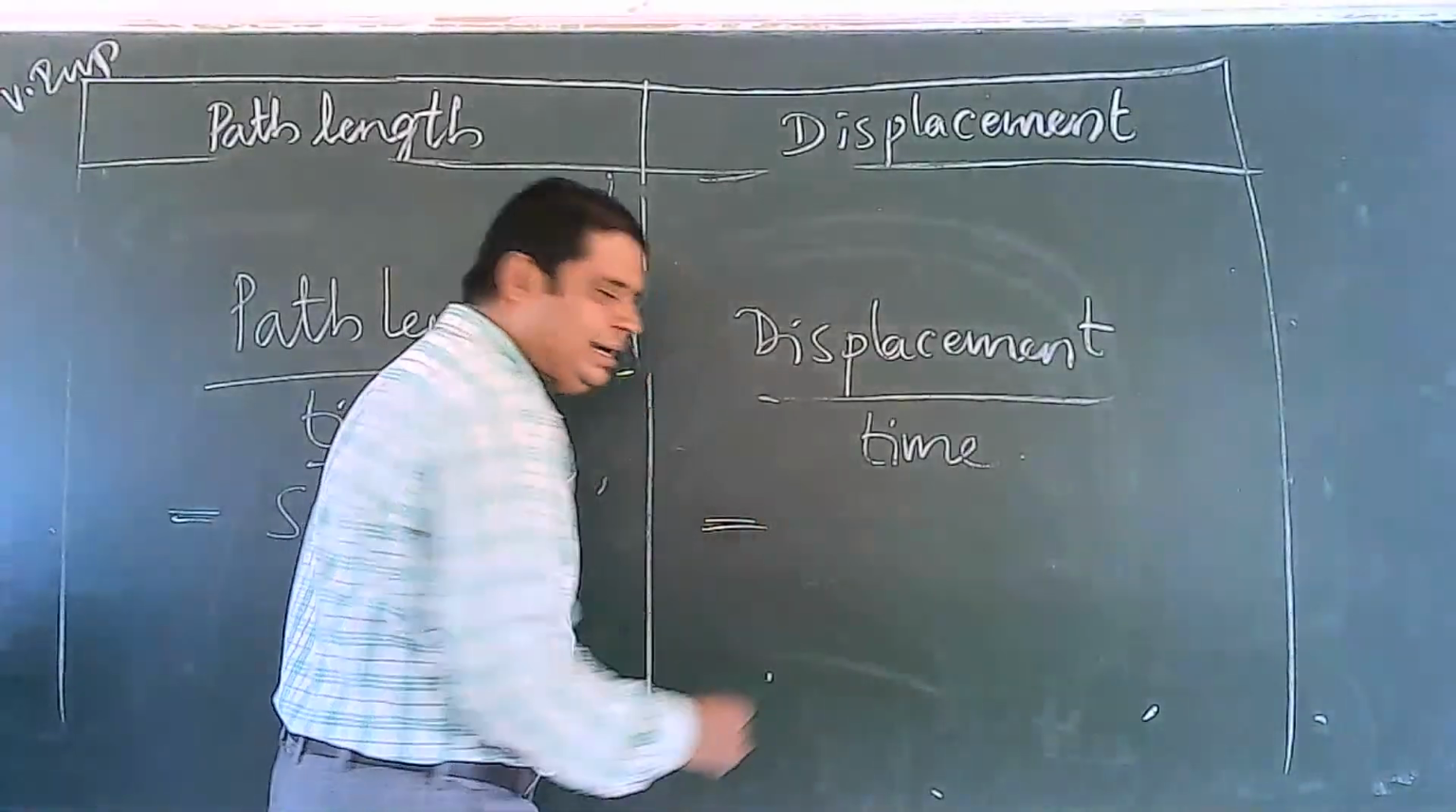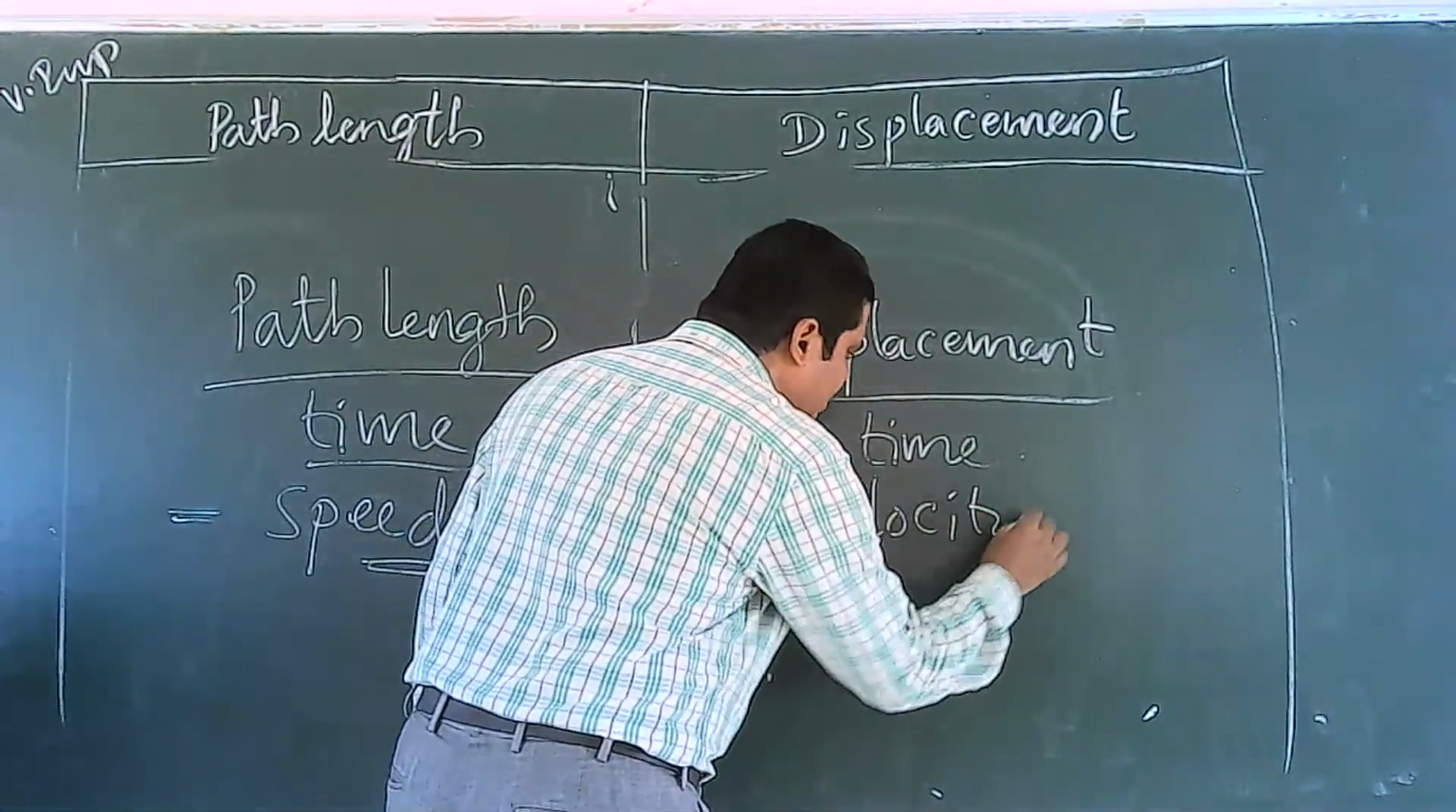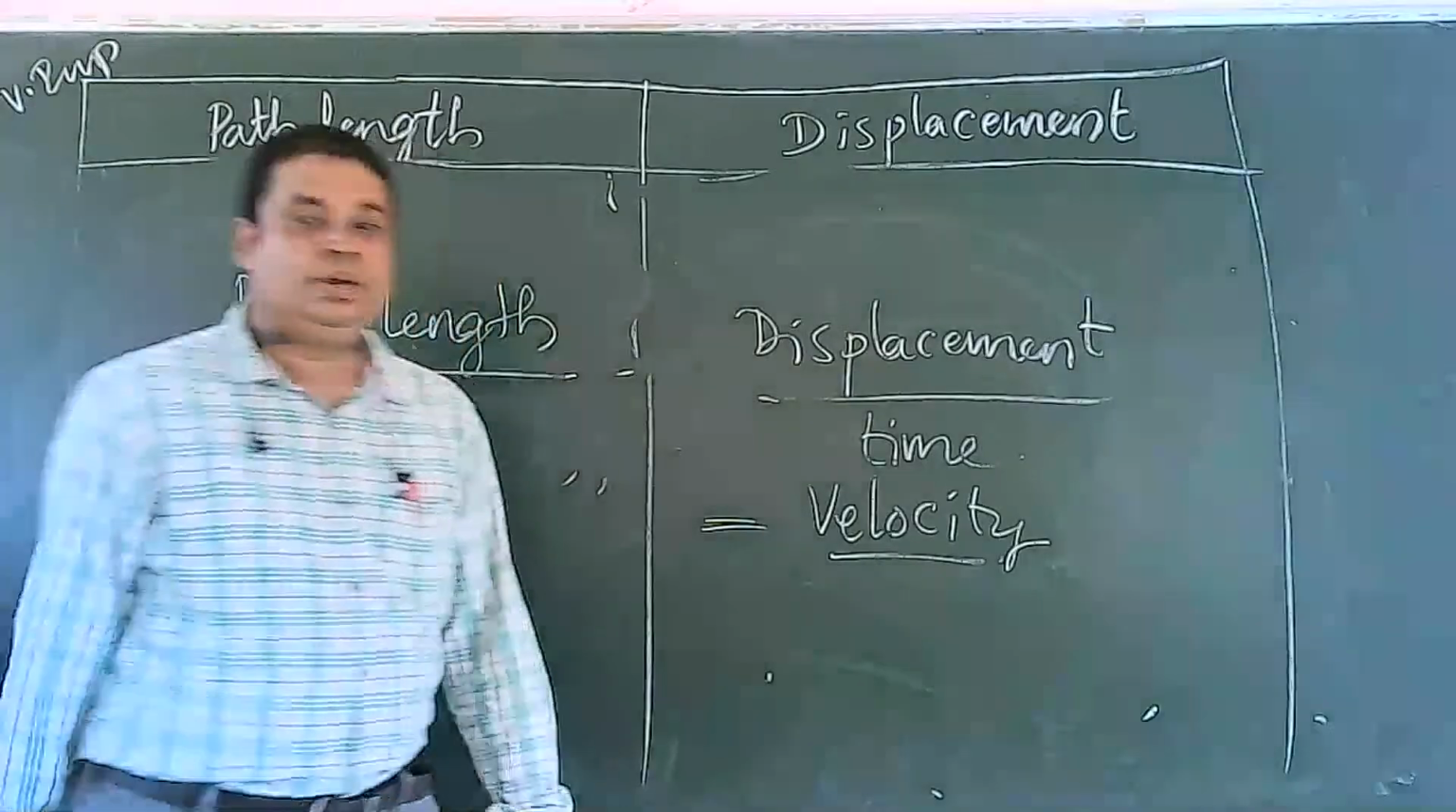If your displacement is divided by time, you get velocity.